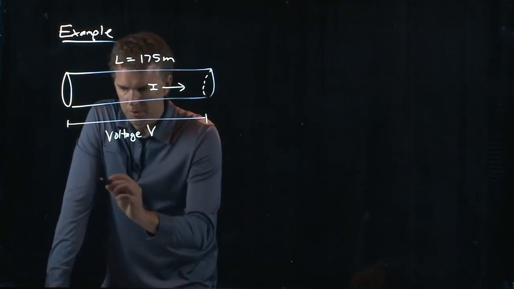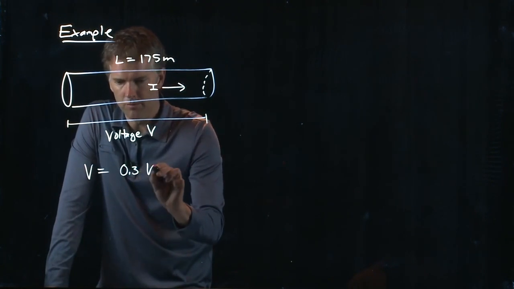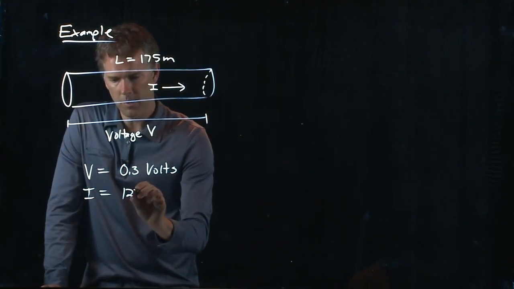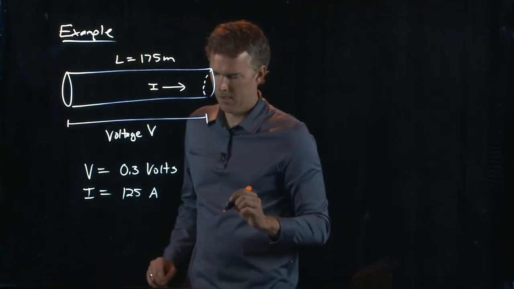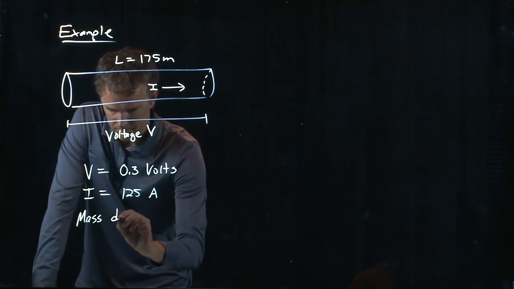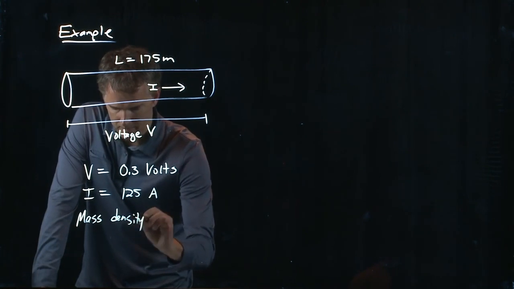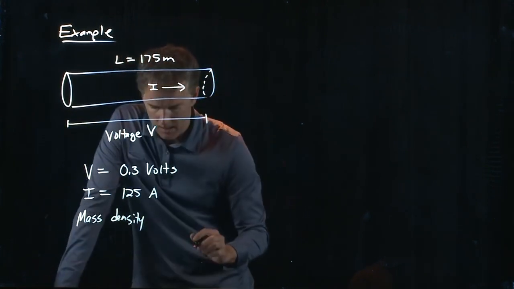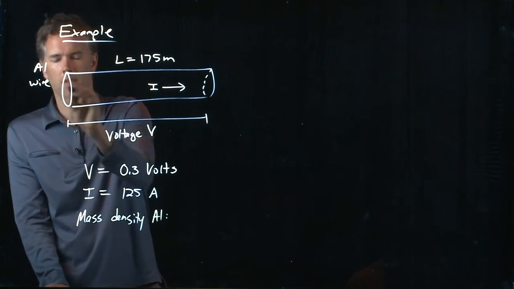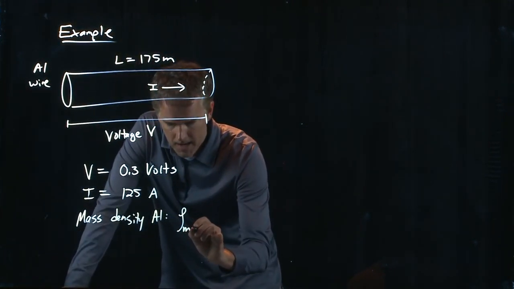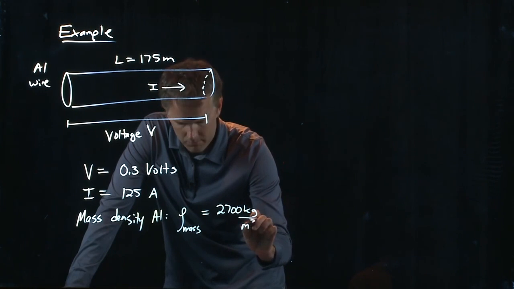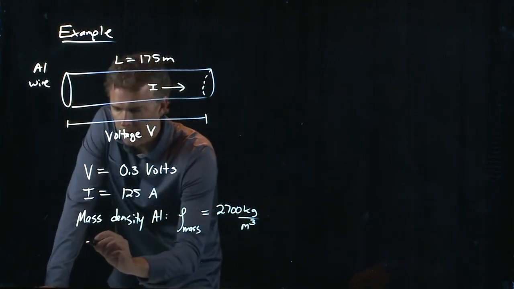And let's tell you that that voltage V is 0.3 volts. And let's tell you that the amount of current flowing in this thing is 125 amps. And let's say that this thing is made up of aluminum. So this is an aluminum wire. Mass density rho is 2,700 kilograms per cubic meter.